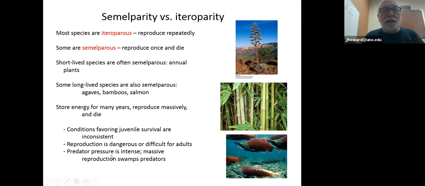The third thing is when predator pressure is very intense. If you reproduce massive amounts, then you can swamp your predators and many of your offspring will survive, as opposed to a given year when, if you only produce a few offspring, your predators are going to eat them all up. That's what's going on with bamboos. Bamboos reproduce every 80, 100 years, and they reproduce massively in huge areas. And then all the bamboos die. What that does is kill all the bamboo predators, and then their offspring can successfully survive in massive numbers. So this is a common strategy of plants.